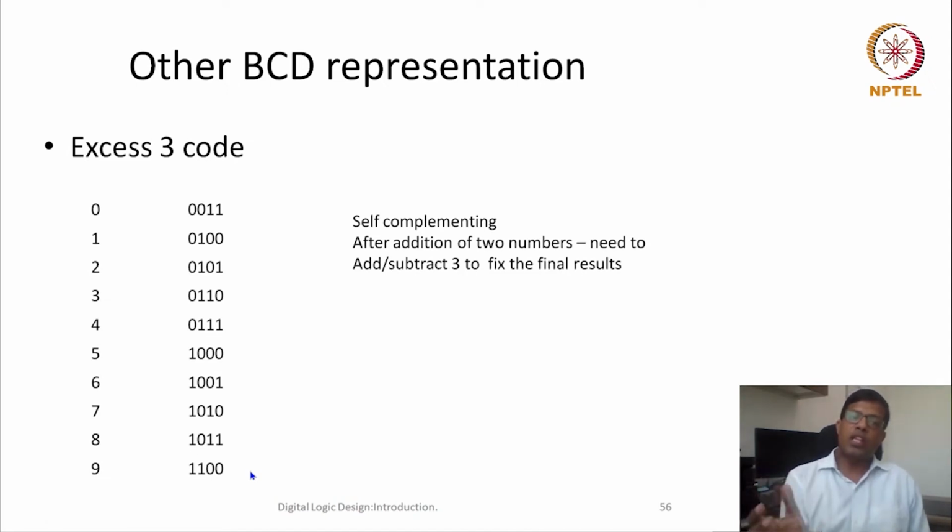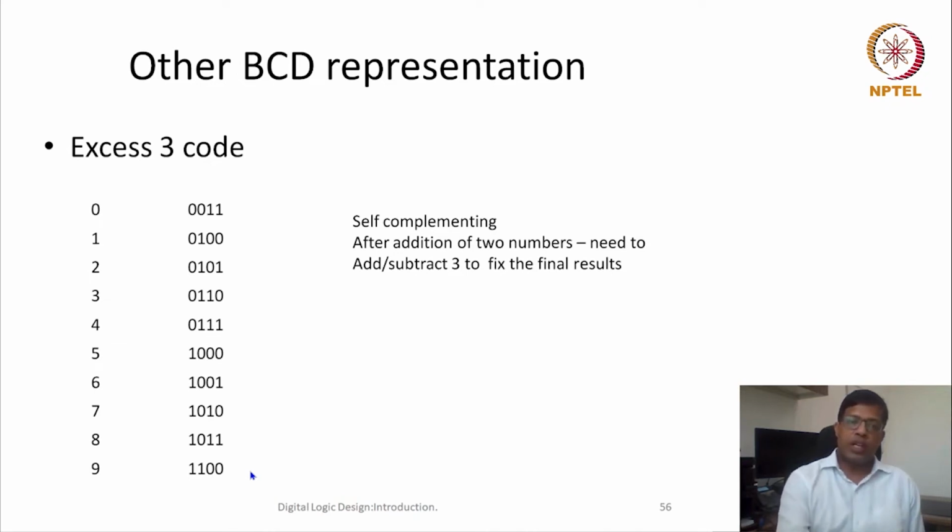Again, recall that using 4 bits we can have 16 different representations, but out of those 16 we need to select only 9 symbols. So for these 9 symbols we need to find which mapping is going to give us the best results. One of these mappings is this XS3 code. The beauty of this XS3 code is that it has a very nice property which is called self complementing.